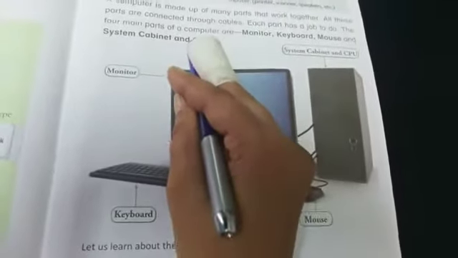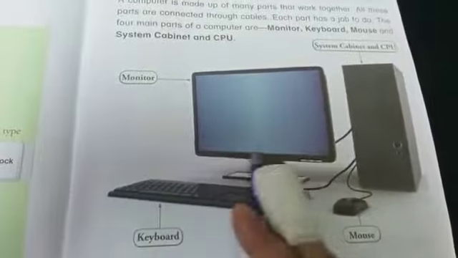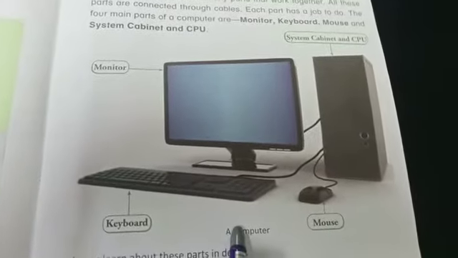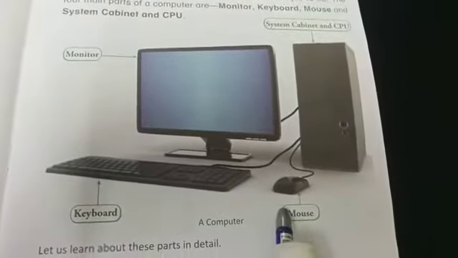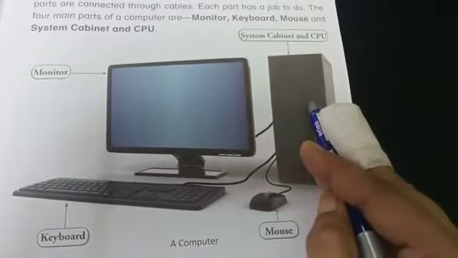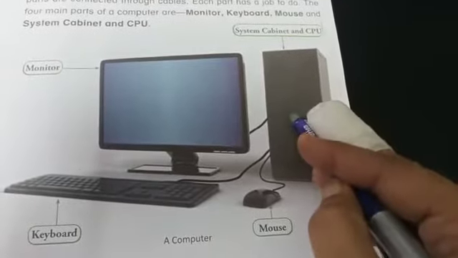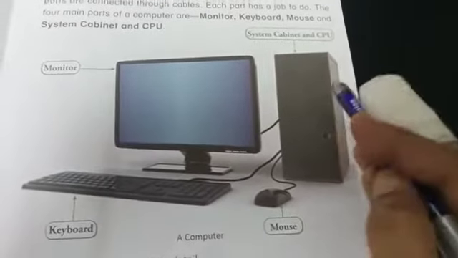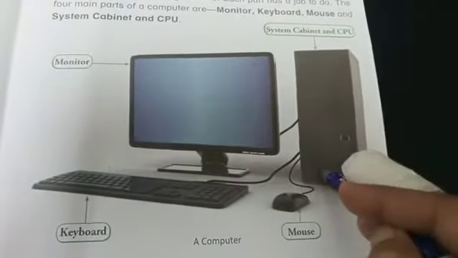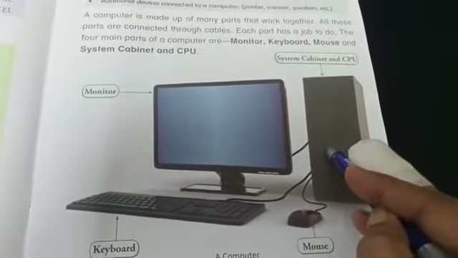So, what are the main parts of a computer? See the picture here. This is the monitor. This is the keyboard. This is the mouse. And this is the system cabinet and CPU. Children, this is the system cabinet box. Inside this, the CPU is kept. CPU is called the brain of the computer and it is kept in the system cabinet box. So these are the four main parts of a computer.